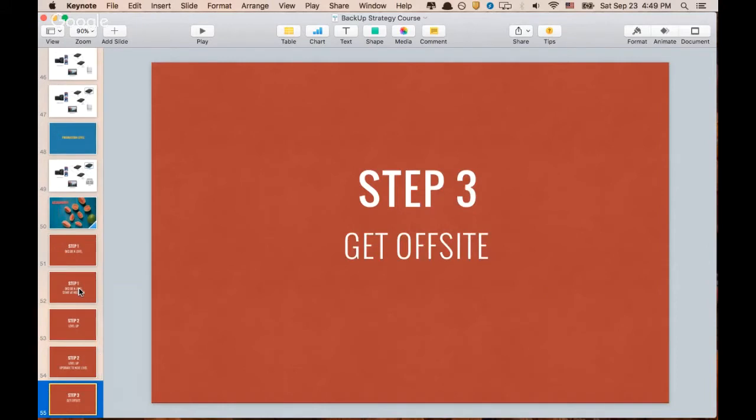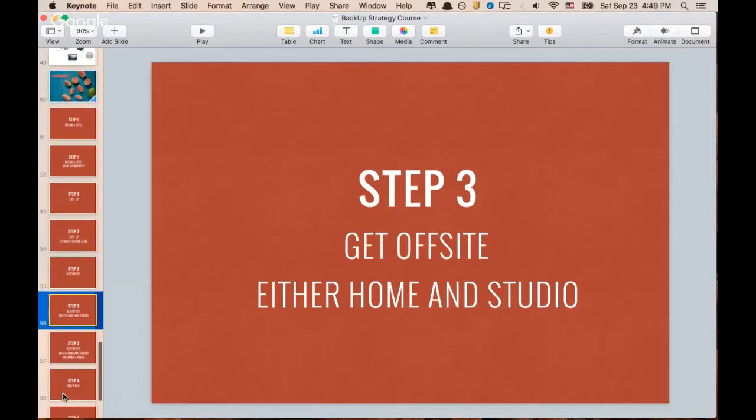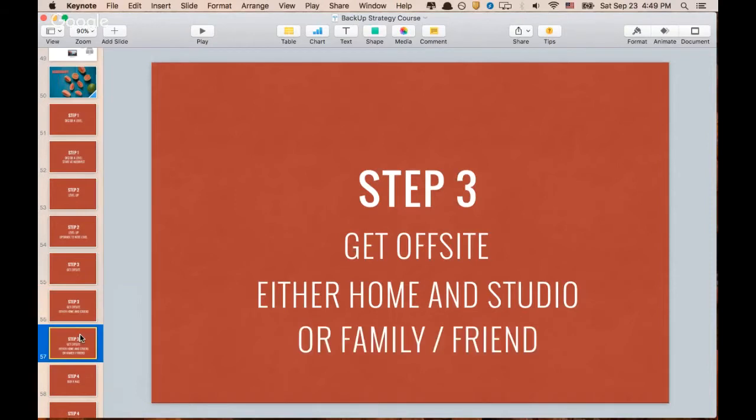And that third hard drive needs to go offsite. That needs to be kept offsite. You need to leave it out there. This offsite location could be a home, it could be a studio, it could be any place. It could be a friend's location, your family's house, wherever you can find the place. You should keep it off site from your other main stuff.